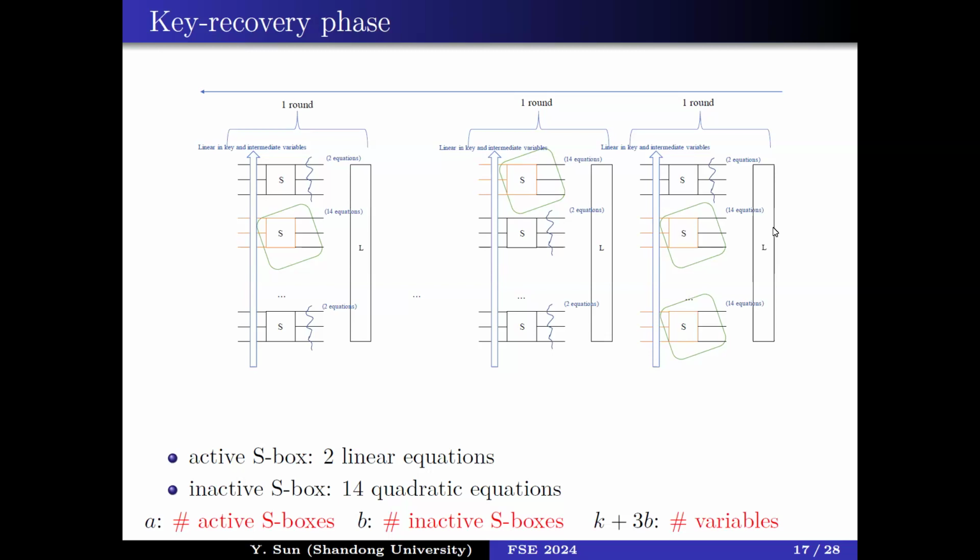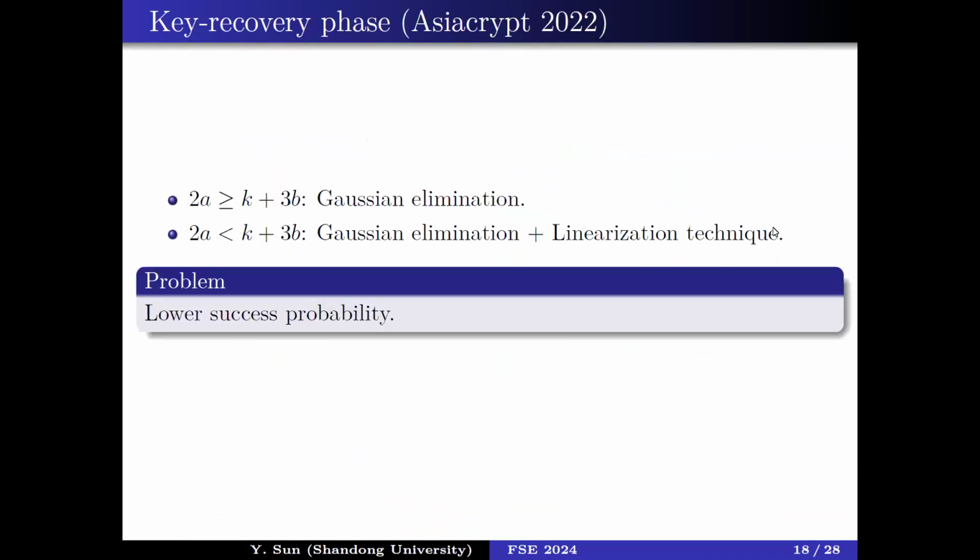can obtain 2A linear equations and 14B quadratic equations in terms of K plus 3B variables. The previous work uses Gaussian elimination and the linearization technique. However, this creates a strong constraint on the value of A due to the number of independent variables introduced in the linearization technique. This results in lower success probability.